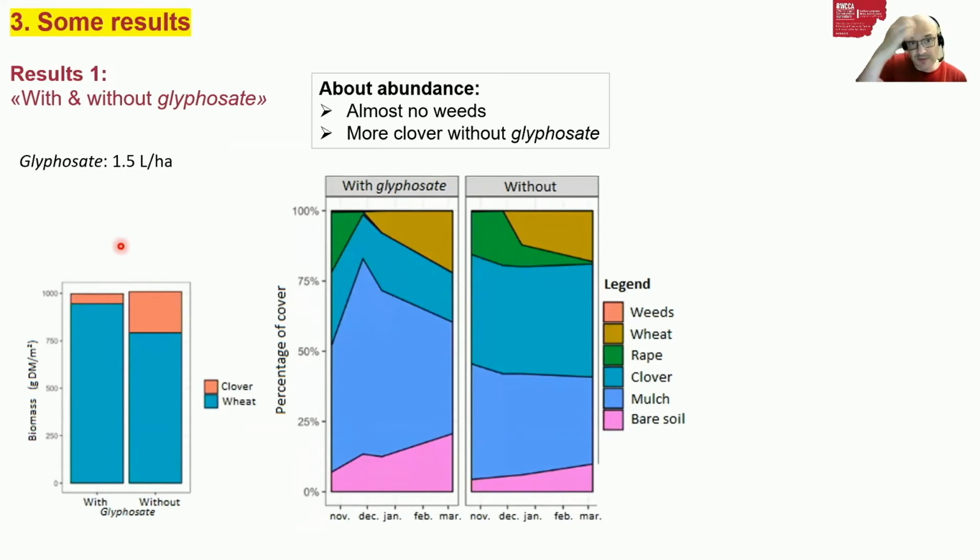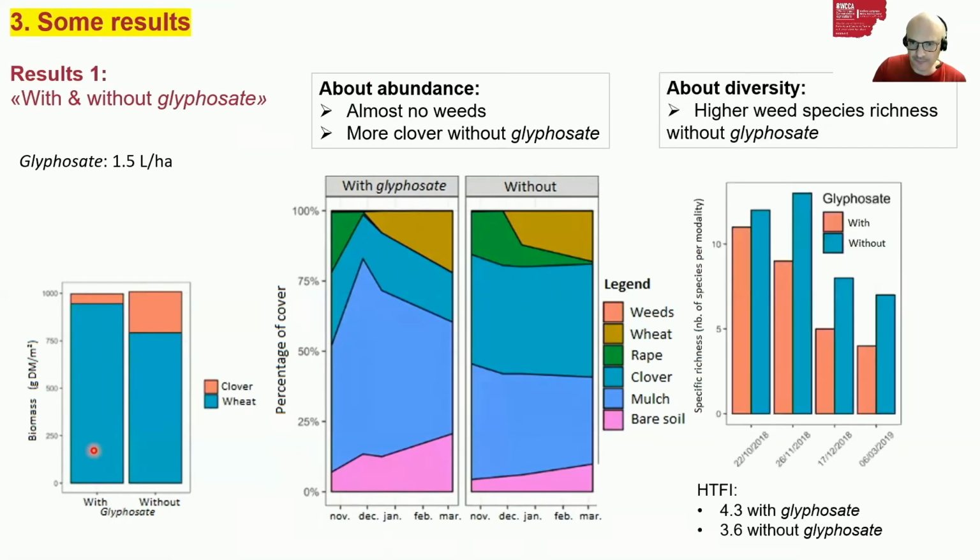Concerning the result with and without glyphosate, we first see that the clover biomass is more important in the modalities without glyphosate. In the same way, the clover cover is more important without glyphosate. Obviously, the wheat biomass is more important in the modality with glyphosate. In terms of diversity, there is a greater richness in weed species in the glyphosate-free modalities.